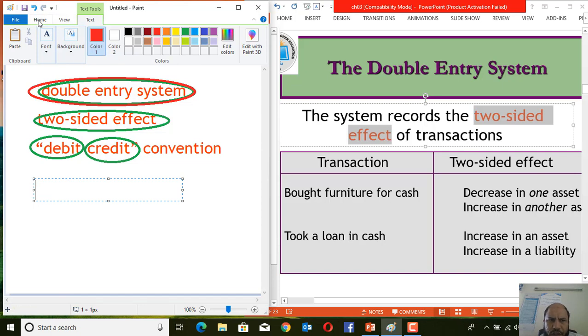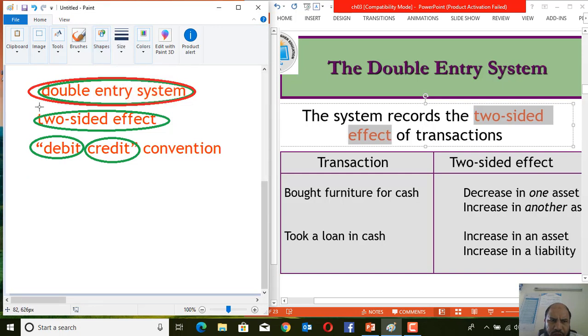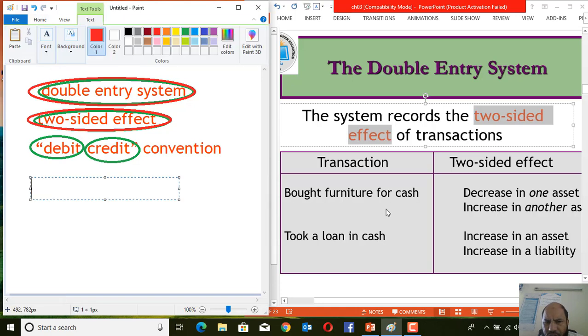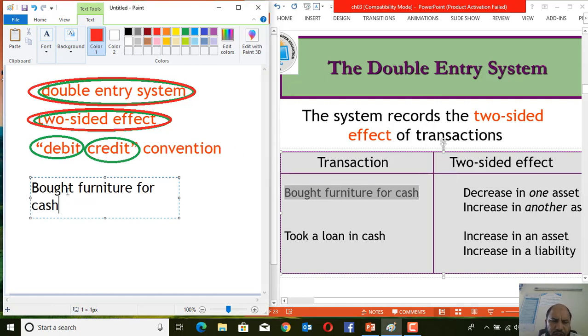We have discussed that the two-side effect of the transaction is recorded in the double entry system. Let's take an example of a transaction and find the double entry effect in it. See, this is a transaction: the company bought furniture for cash. So see what happened in this transaction and what is the two-side effect in it.